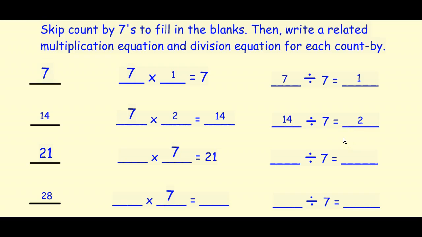Okay, moving on to 21. You have to ask yourself, what do you multiply 7 by to get 21? And then I do want you to go ahead and write down the related division equation that would go with this multiplication equation as well. Push pause to do this. So I know 3 times 7 is going to give me 21. My division equation is 21 divided by 7 equals 3.